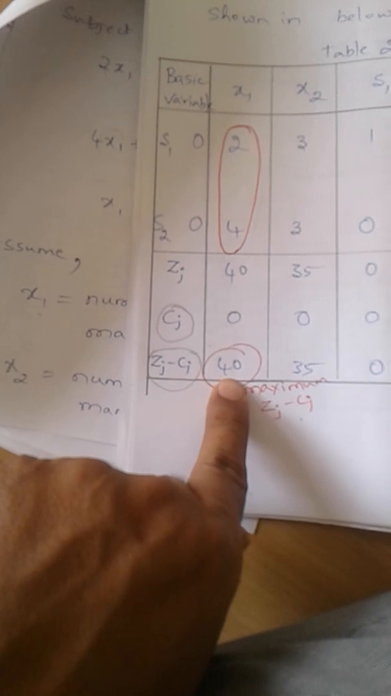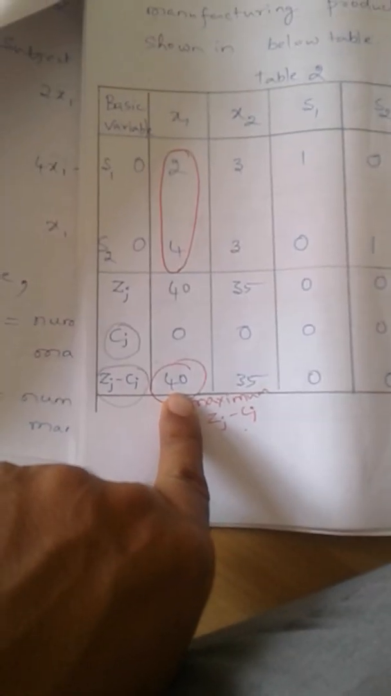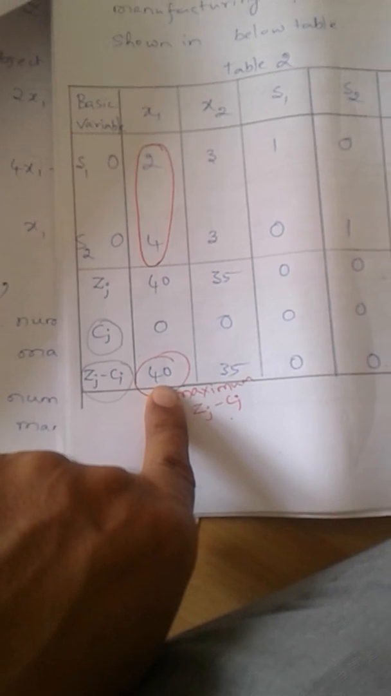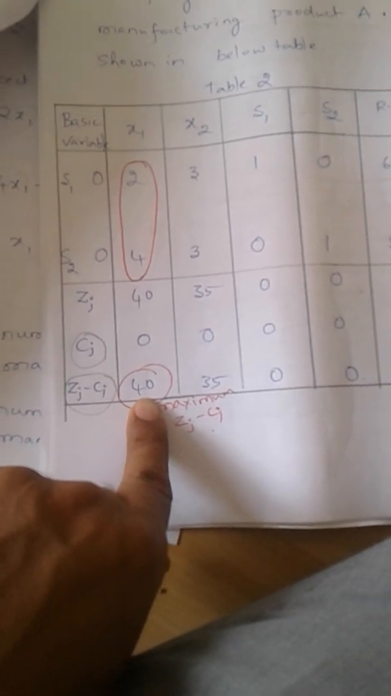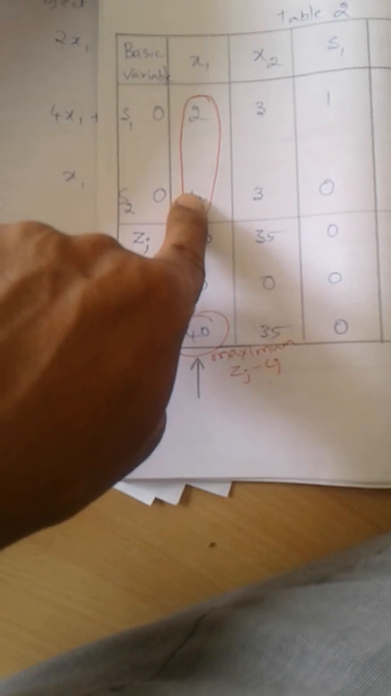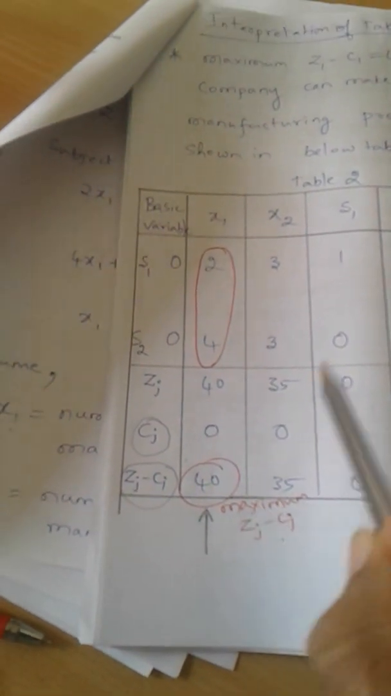So that is the reason the company decides to manufacture more number of product A. Why? Because they have very few resources, raw material and labor hours. With this, they have to see that they manufacture maximum amount of product A. So that is the reason this is being circled, 2 and 4. Alright, so 2 and 4 is being circled for this reason, and that is the reason we select maximum Zj minus Cj.